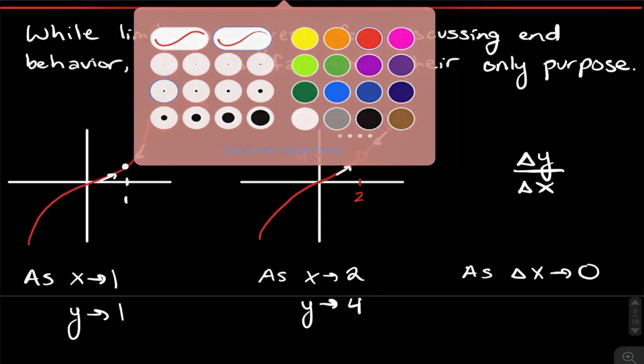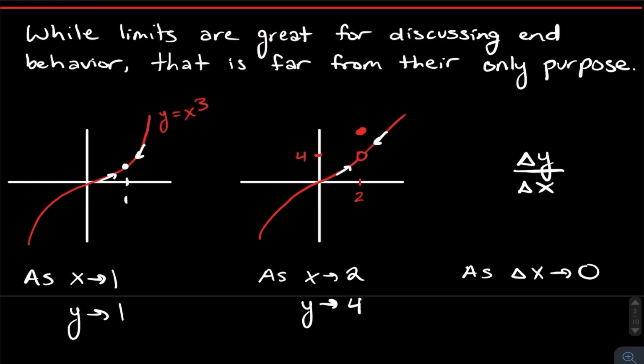Even if we had a point that was up here, and you'll see that a lot with these graphs, we'll have an open circle down here and then a closed circle up here. This graph is not getting closer to this point as x approaches 2. It's getting closer to this point. Even though there's nothing there, it's still what it's getting closer to.